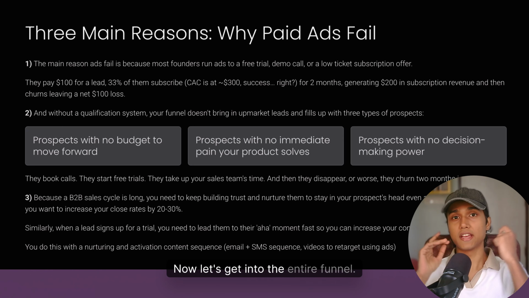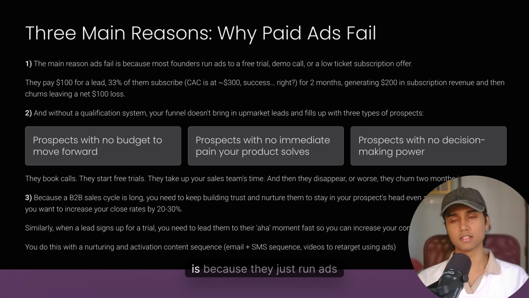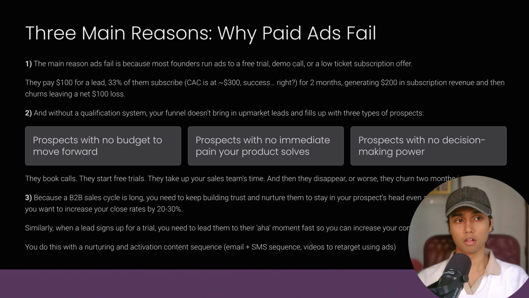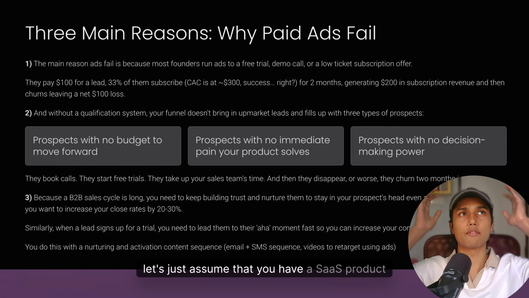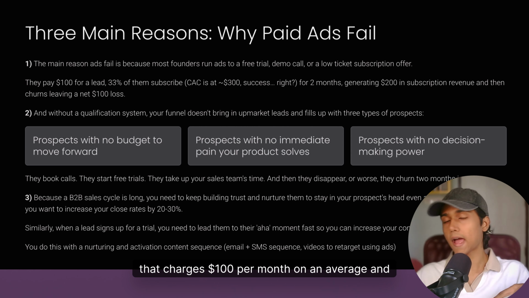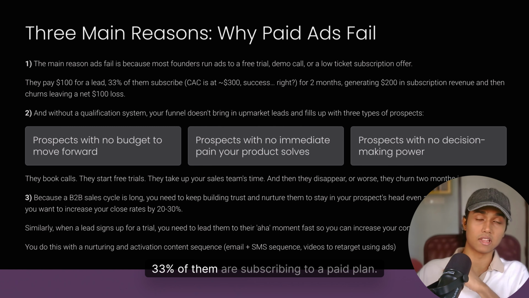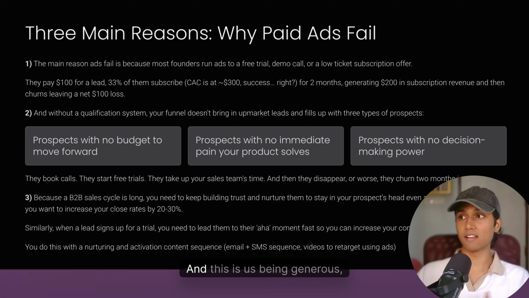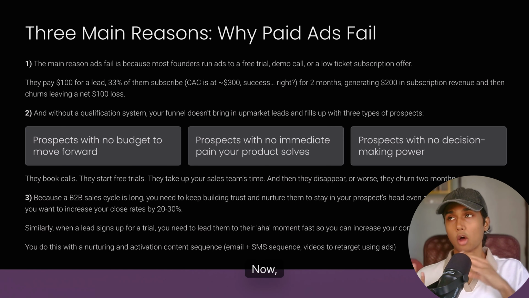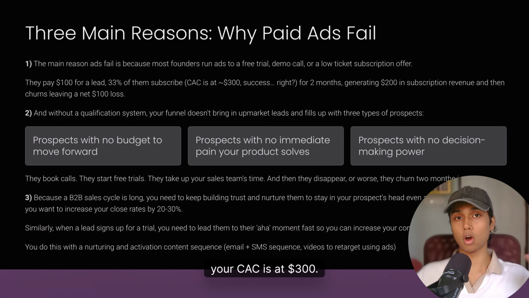Now, let's get into the entire funnel. So, the real reason ads fail for most SaaS founders is because they just run ads straight to a free trial or a demo call. Now, let's just assume that you have a SaaS product that charges $100 per month on average, and you're paying $100 for a lead by running paid ads. 33% of them are subscribing to a paid plan, and this is us being generous, by the way. Now, because one of every three people pays for your product, your CAC is $300. So it's a success, right? You've done a great job.